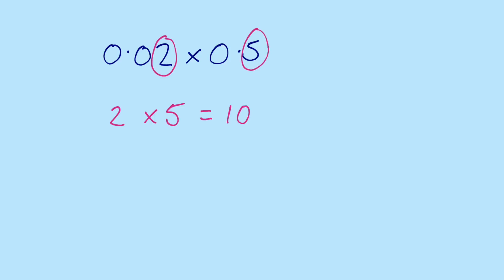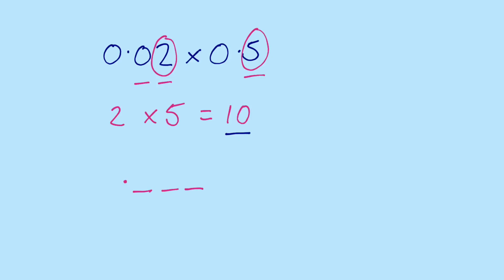The next step is you count how many decimal places are in the question. So we have 1, 2, 3. Then that will be how many decimal places are in the answer. So let's just show you. So we've got decimal point there. Then we will have 1, 2, 3 decimal places.